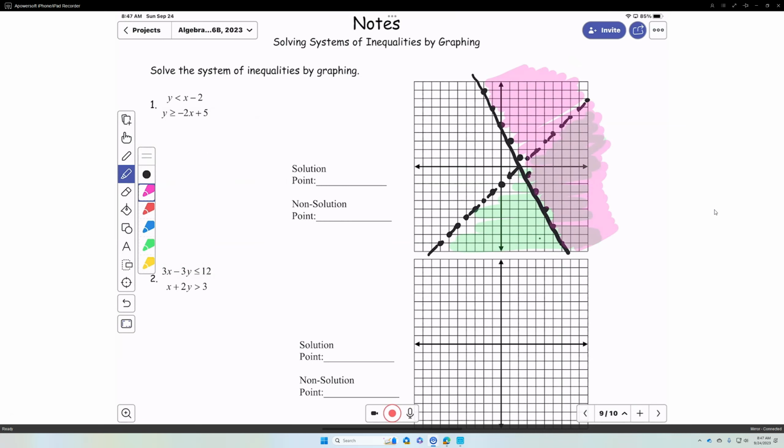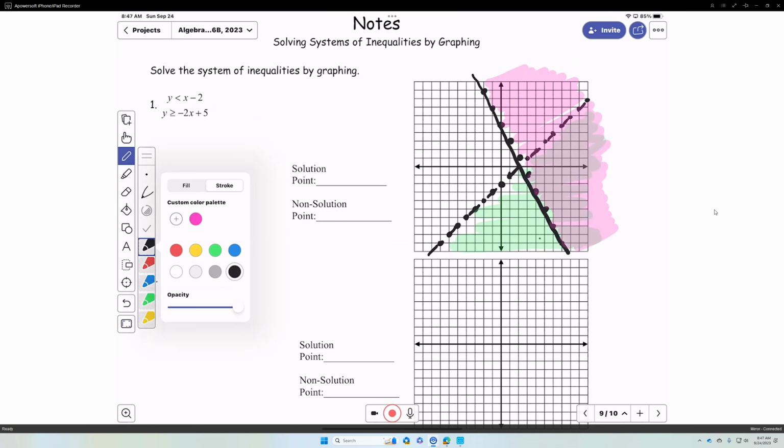Now, you notice where the two colors intersect. That's going to be the solution. So I'm going to put S for solution. And NS is for not a solution, okay? So if you're asking what is a solution point, it could be anywhere that's in this area.